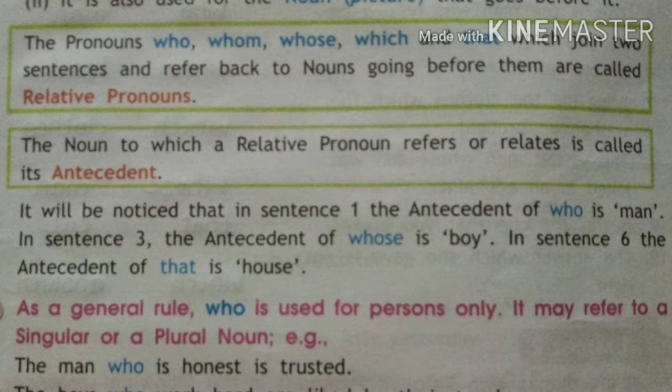So as a general rule, who is used for persons only. It may refer to a singular or a plural noun. For example, the man who is honest is trusted. So sometimes who is used for certain persons only. Who will be used only for a person. And sometimes even whose can be used for a person. Whom also can be used for a person. And that is used for a non-living thing, that is a house. So let us learn about this a little in detail now.